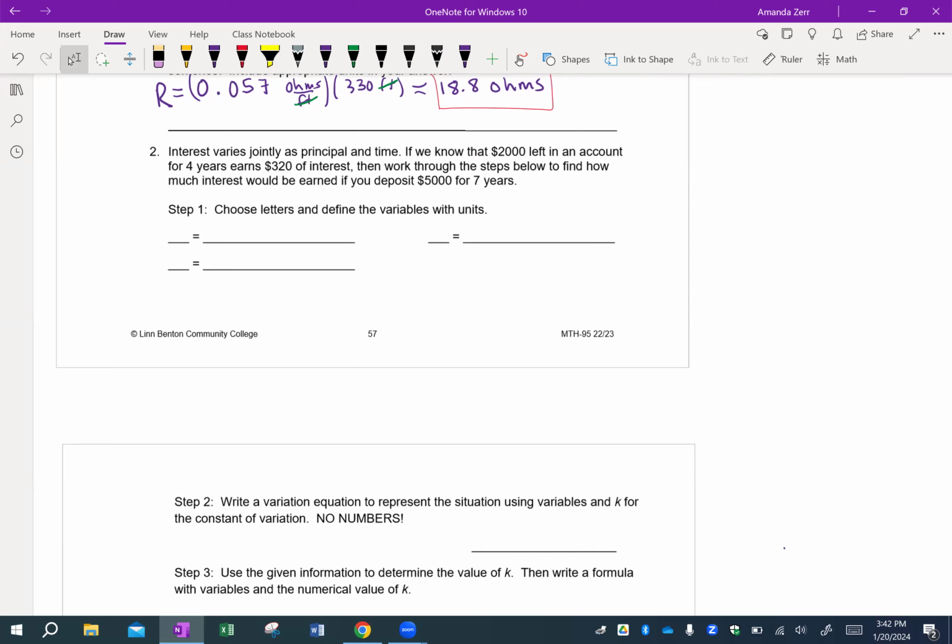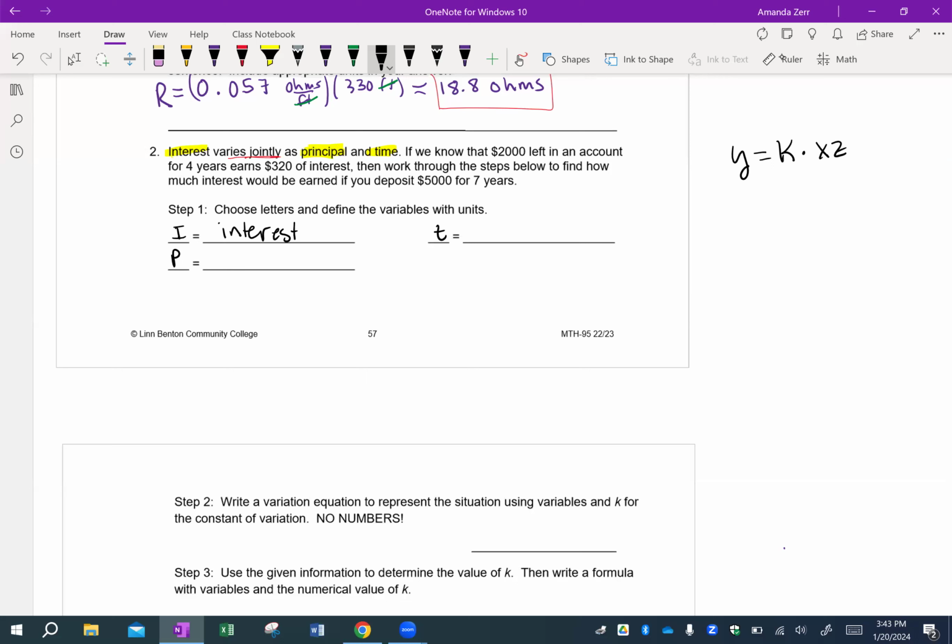Interest varies jointly as principal and time. Okay, so what's the story about? It is about money, interest, principal, that's how much money we invest at the beginning, and time. All right, I'm seeing varies jointly. So what comes to my mind is that setup that goes like this, y equals x times, or sorry, k. We always have some constant of variation. Okay, but our story isn't about y's, x's, and z's. Instead, it's about interest, it's about principal, and it's about time.